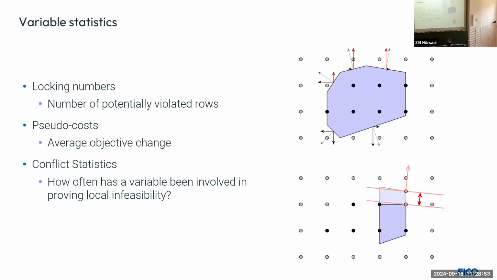Variable statistics. Yeah, we are statistic collectors, as we saw in the branching presentation. So-called locking numbers: the number of potentially violated rows. It's a glorified number for counting the number of times a variable appears with a plus or a minus sign in an inequality. Like here for this y variable, there are 3 rows that, if you start from anywhere inside the polyhedron and increase the value of only that variable, will eventually get violated at some point. So we would say this variable has an up lock of 3 and a down lock of 2. There are only 2 constraints which could potentially get violated when reducing the value of that variable. Pseudo costs, you've heard a lot about them. Certainly there are ways to incorporate them into heuristics. And conflict statistics, again, the same thing that we used for branching.